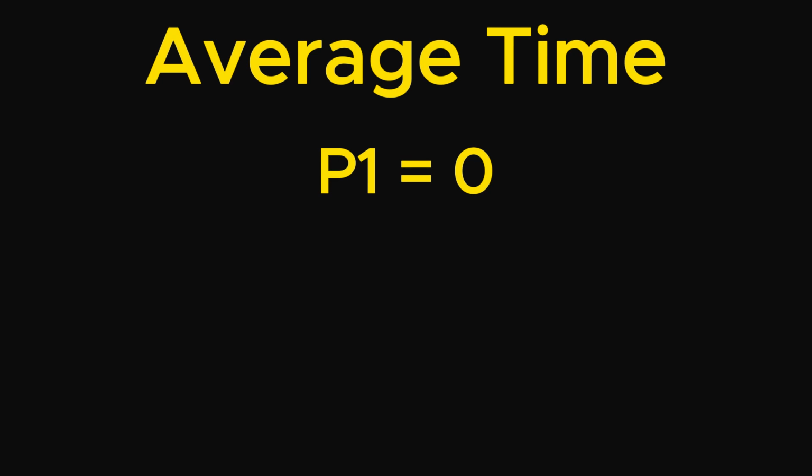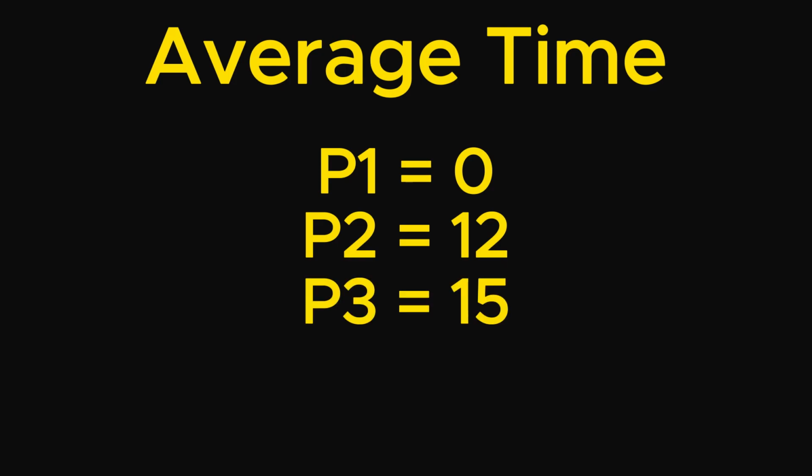P1 spent no time waiting because it was first and placed on the CPU right away. P2 waited from 0 to 12 while P1 was using the CPU. So P2 spent 12 seconds waiting. P3 waited for 15 seconds before getting admitted. And lastly, P4 waited for 40 seconds to enter the CPU.